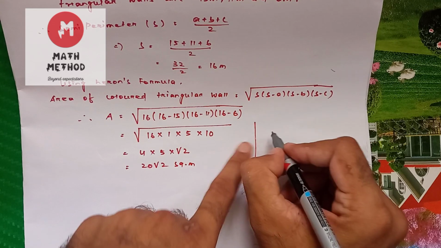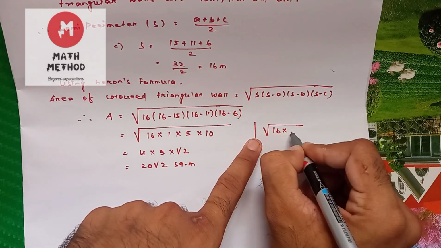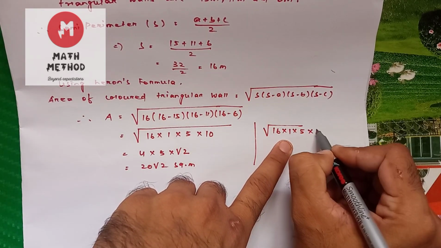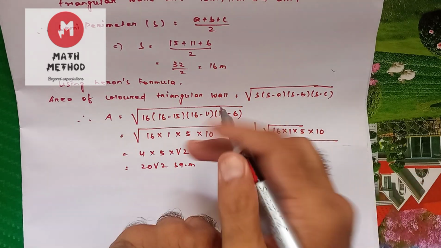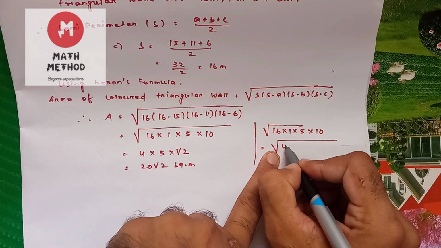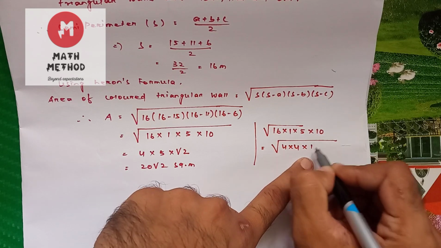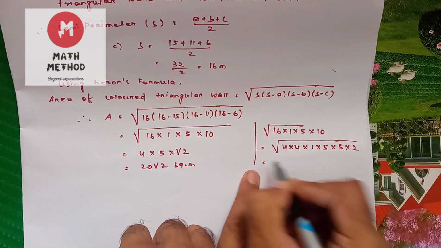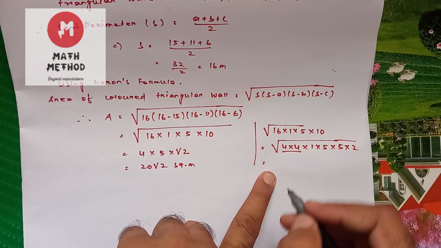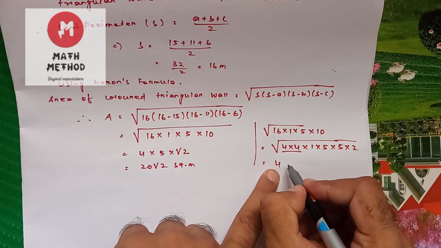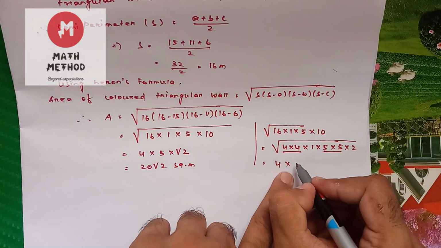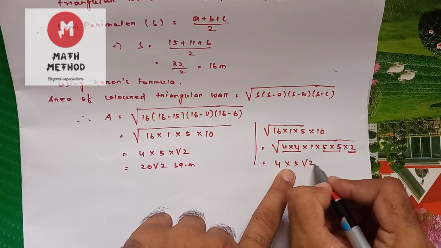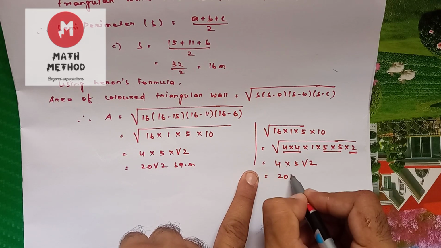Here root over 16 into 1 into 5 into 10 is equal to... 16 is equal to 4 into 4 into 1 into 5 into, here 10 is equal to 5 into 2. We have to take one 4 from two 4s, that is 1 4 into, here 2 5s is multiplied with each other, therefore 1 5, and here as it is given only 2, therefore it is our root 2 is equal to 4 into 5 is equal to 20 root 2.